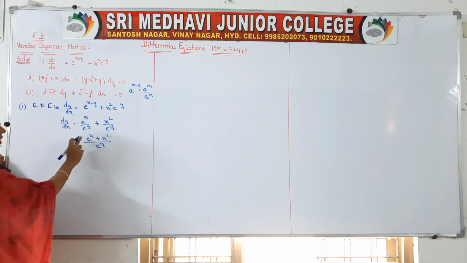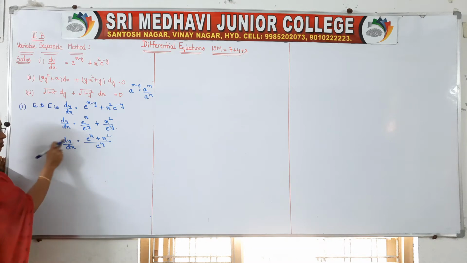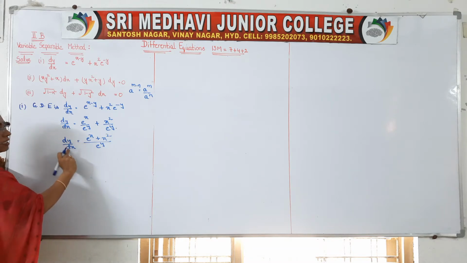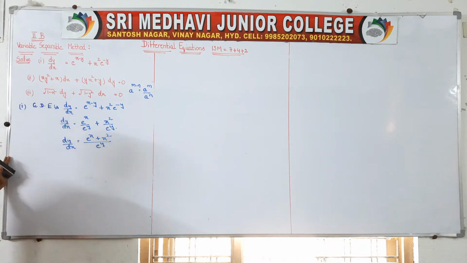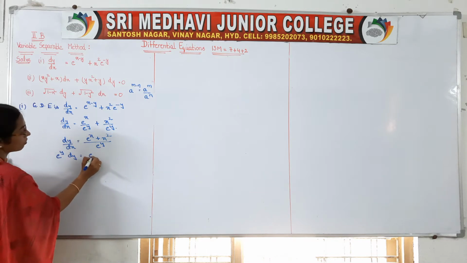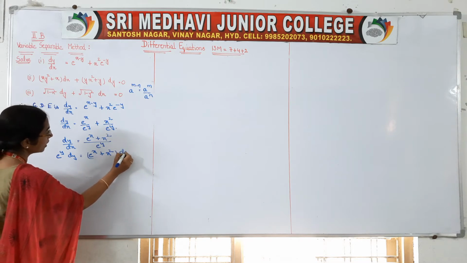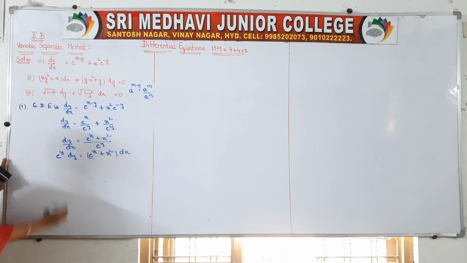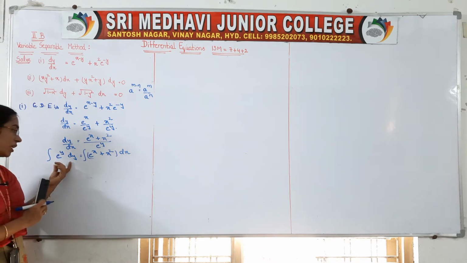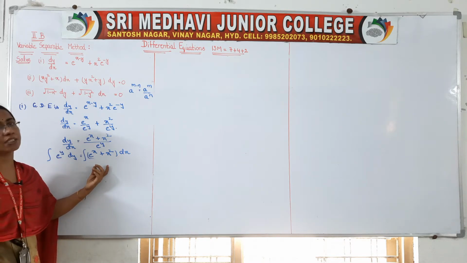Now observe, these are the x terms, this is the y term. Here we have dy by dx. So send the y term along with the dy and send dx to the x terms. So what happens? It is e to the power of y dy is equal to e to the power of x plus x square into dx. Now integrating on both sides. Once the variables are separated, just take the integral and solve it. That is called the variable separable method.